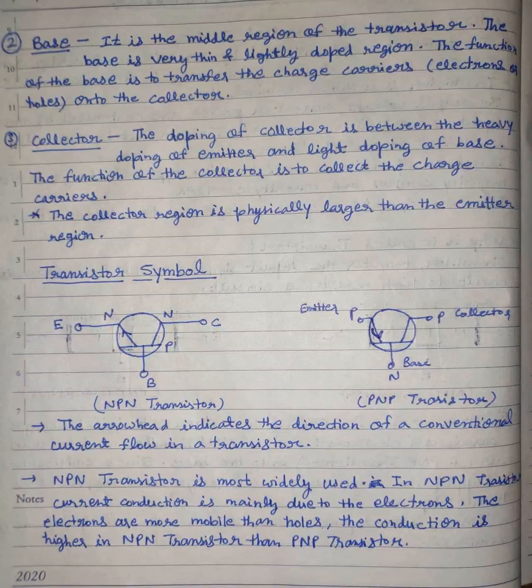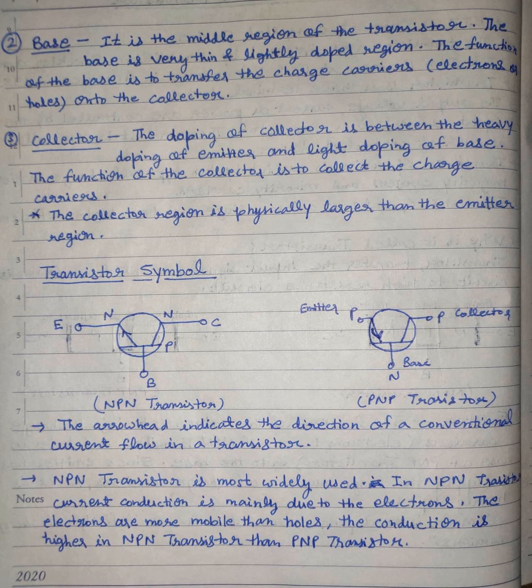The second terminal of the transistor is the base. It is the middle region of the transistor. The base is a very thin and lightly doped region. Among the three terminals, emitter, base and collector, the base is lightly doped. The function of the base is to transfer the majority charge carriers. In an NPN transistor, what will the charge carriers be? Electrons. And in a PNP transistor the charge carriers are holes. The function of the base is to transfer the charge carriers onto the collector.